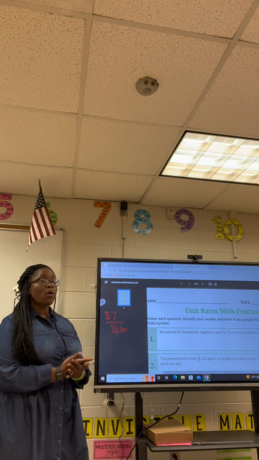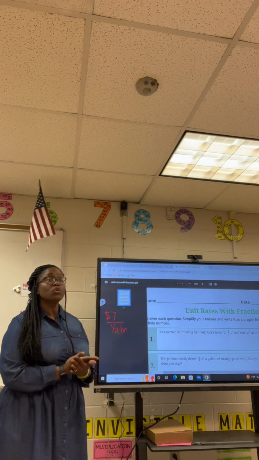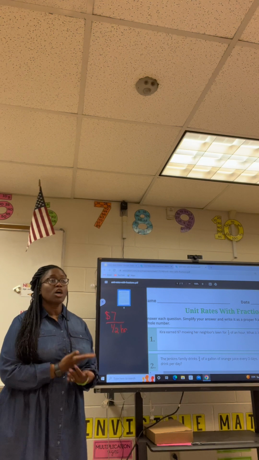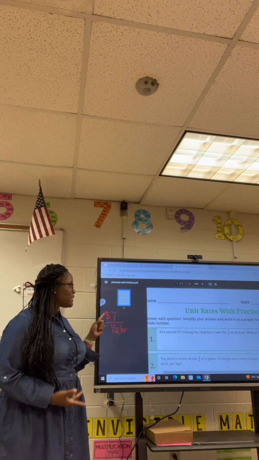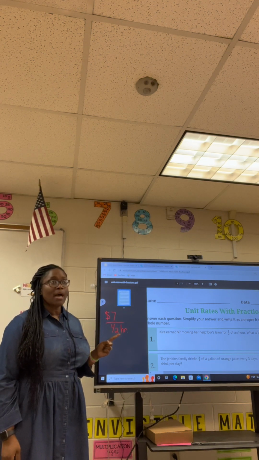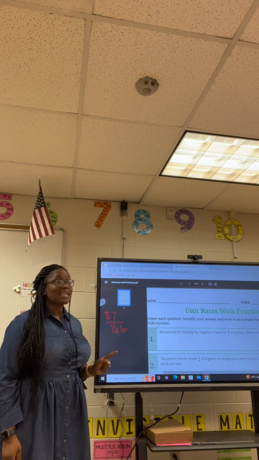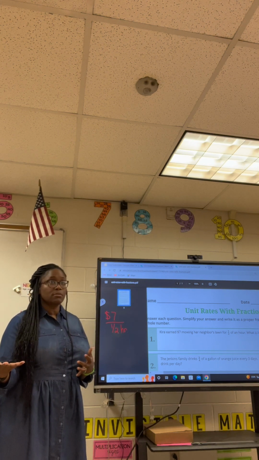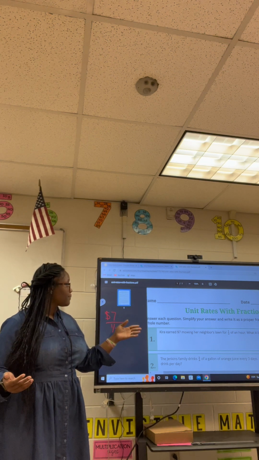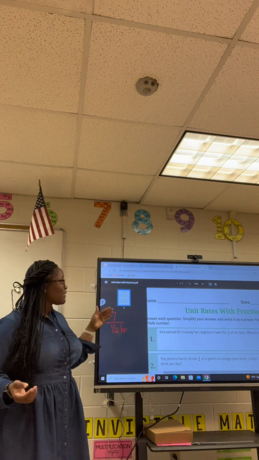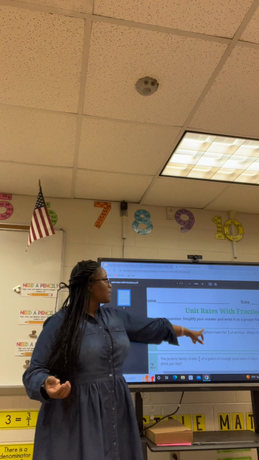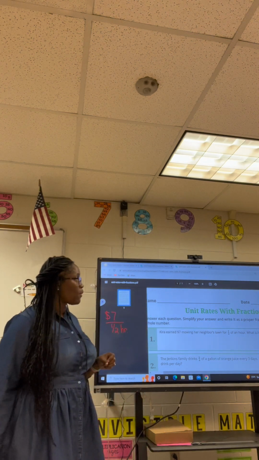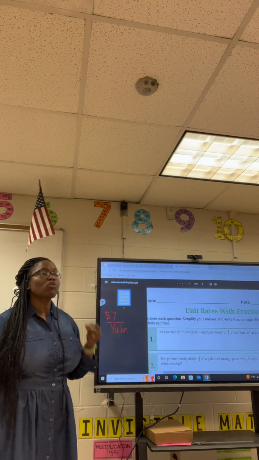It is so important that you write the units down. I've told you before, don't just give me a 7 and a 1/2 because you're going to confuse yourself when it's time to interpret this and relate it to the real world or to your problem. Okay? So we've got that much down. Kira earned $7 on her neighbor's lawn for half an hour. What is her hourly rate?